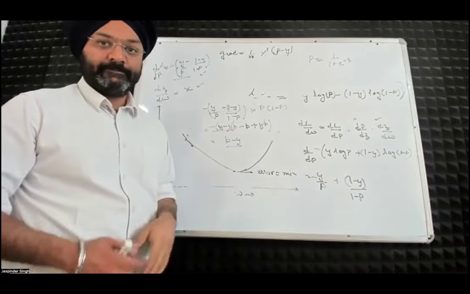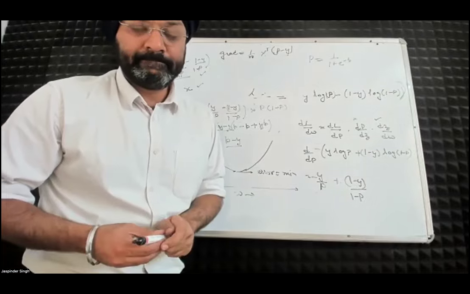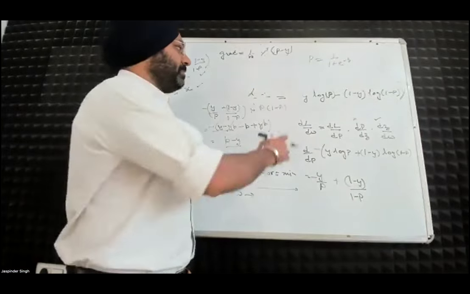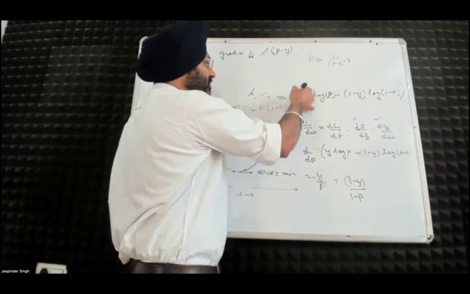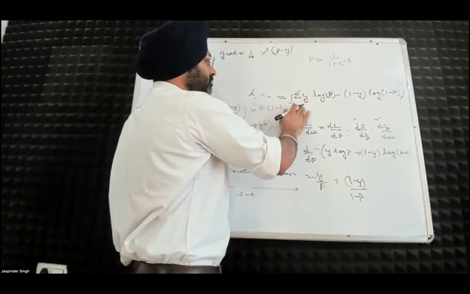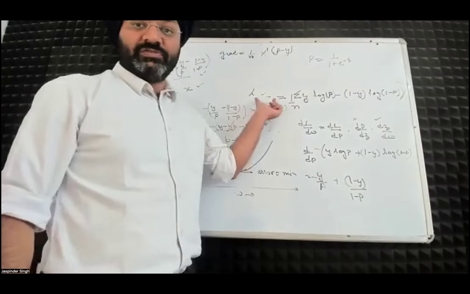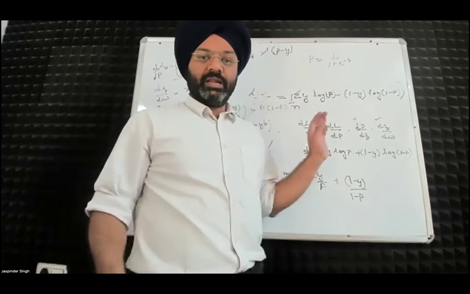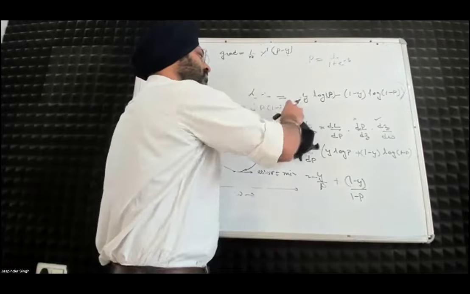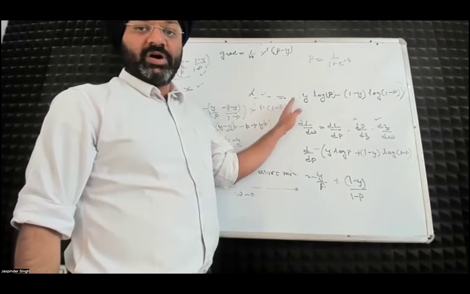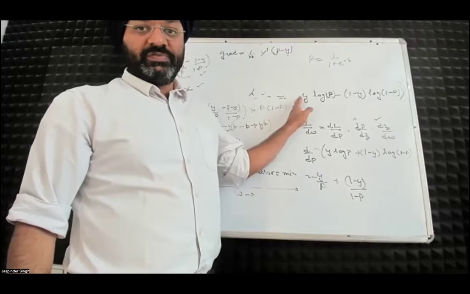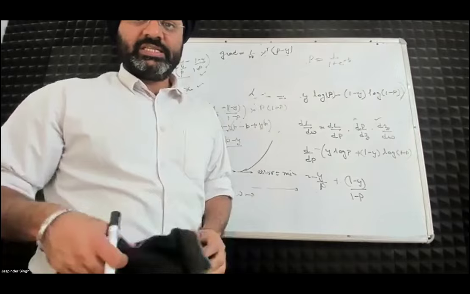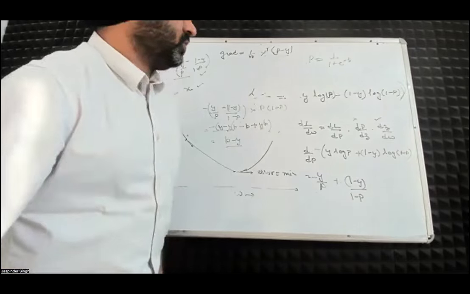Where did the n come from? Number of samples. The loss function was actually sigma of this. This was the loss function at a particular sample. But if I'm taking the total loss, that will be 1 by n of sigma of this. So if I take the differential of the total loss function, the 1 by n will be coming. Make sense? So this is the gradient.